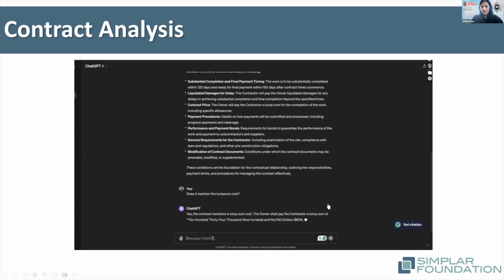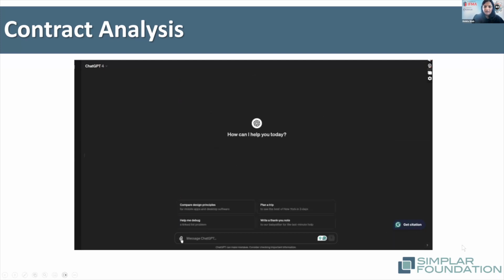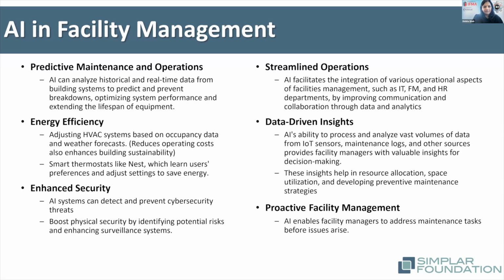So it gave me that information, that it's 634,900. So these are some basic things you could do with ChatGPT. Moving on to AI and facility management, as we all are here to kind of know more about it.